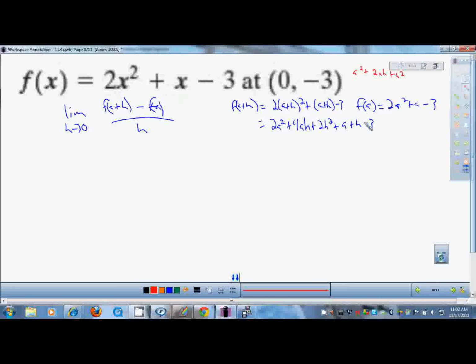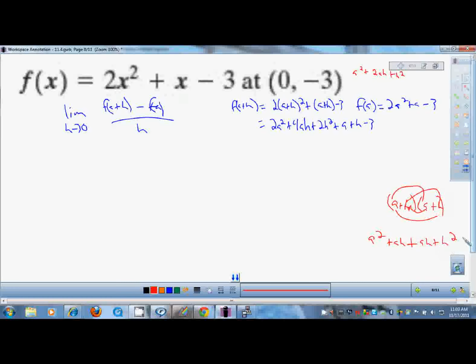I foiled a plus h. I like the question, I'm glad you're asking. A plus h times a plus h, when you FOIL, that's a squared plus ah plus another ah, plus h squared. So that's a squared plus 2ah plus h squared. That's where the top red portion came from.